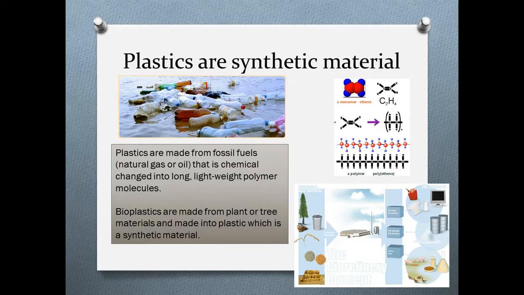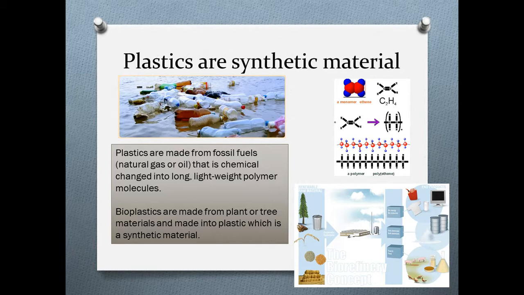Plastics are another example of a synthetic material. So in this case, plastics, of course, are made from fossil fuels. So in the US, they're typically made from natural gas or methane or oil. There's chemical reactions that take place, and they make this really long, lightweight polymer molecule. Now, plastic is really handy because it's lightweight, it's cheap, it can be used for lots and lots of different things. However, as we've found out, the plastics don't biodegrade.